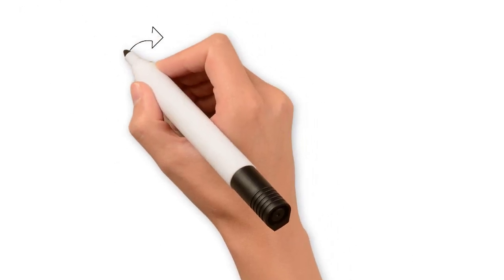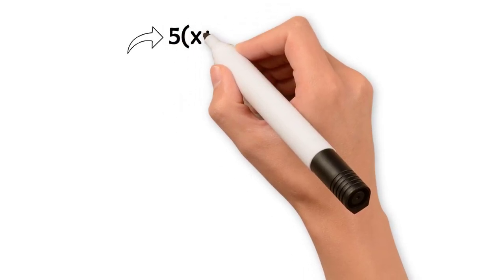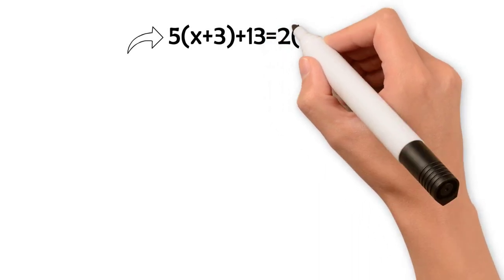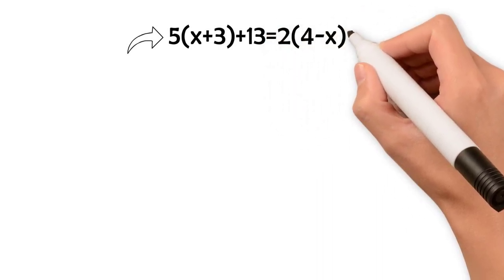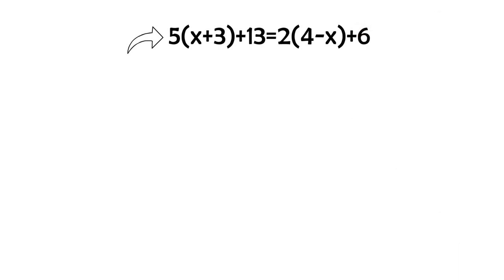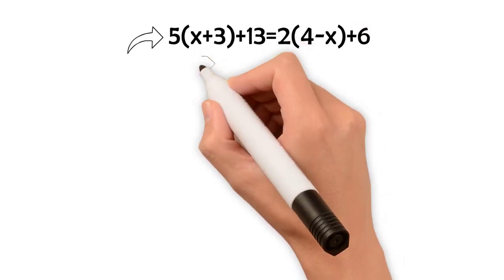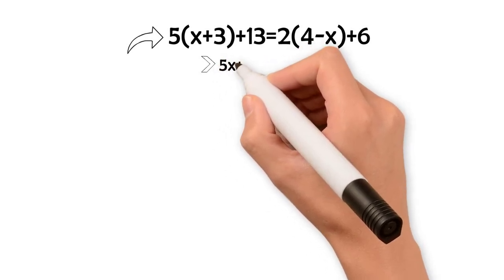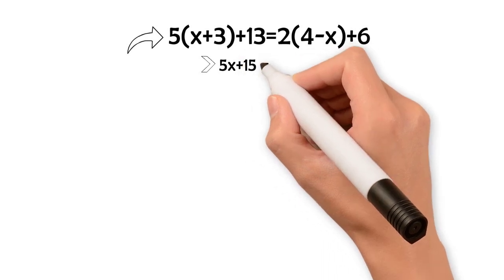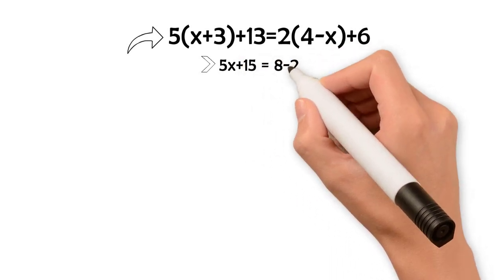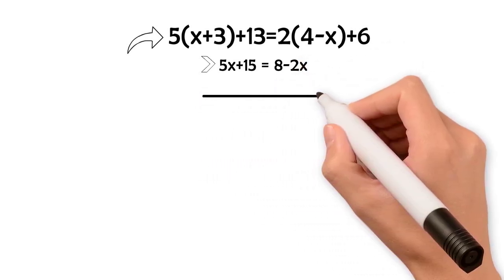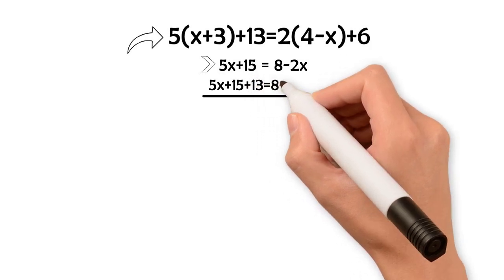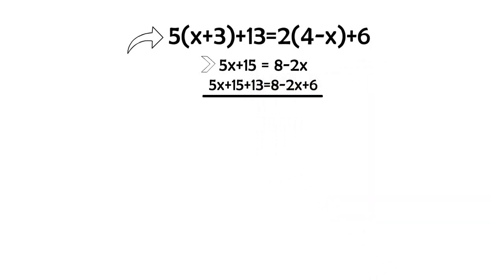Another example. Let's solve 5 times (x plus 3), plus 13, equals 2 times (4 minus x), plus 6. So here, first we've got to open up the parentheses. And we can do that with the distributive property and get 5 times (x plus 3) into 5x plus 15, and get the 2 times (4 minus x) as 8 minus 2x. Overall, that gives us 5x plus 15 plus 13 equals 8 minus 2x plus 6.